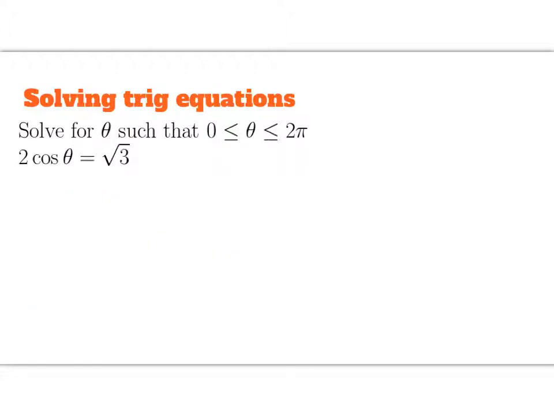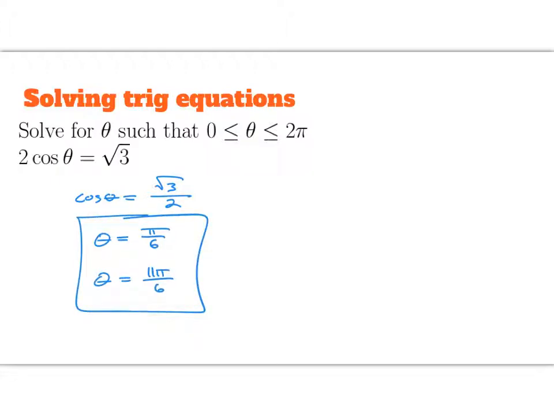Okay, same argument here. We've got 2 cosine theta is root 3. Get cosine theta is then root 3 over 2. Between 0 and 2 pi, where is cosine theta equal to root 3 over 2? You have to know that cosine theta is the x part of the point. Then you can just look at the unit circle and see this would be happening when theta is pi over 6, or when theta is 11 pi over 6. Okay, so at this point we're doing things very similar to the first bonus question on the test we took.